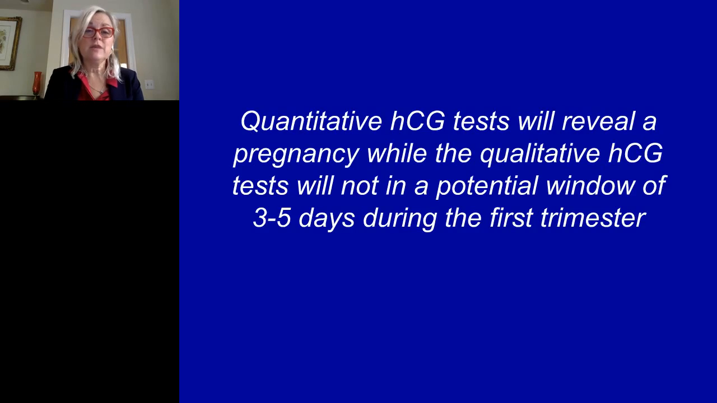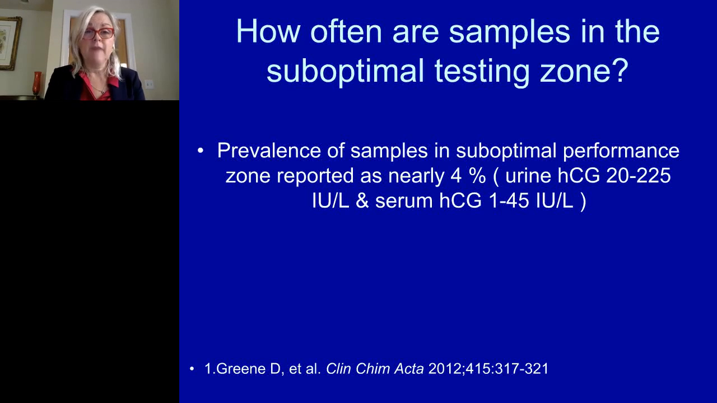So there is a window, and this is a window of concern where the qualitative test, which is less sensitive, will not determine a pregnancy, but if one sends it to the laboratory for a serum test, it will have a positive pregnancy test. How often is this an issue?